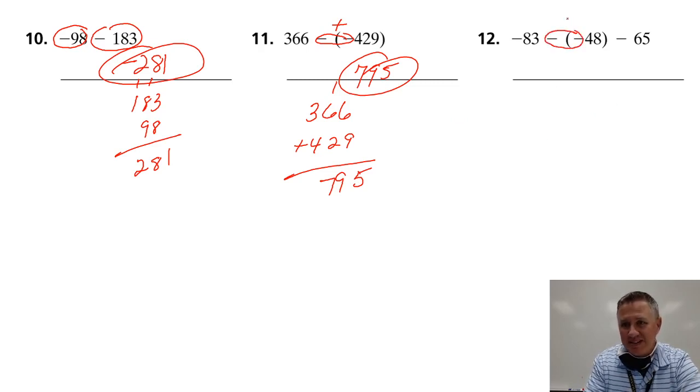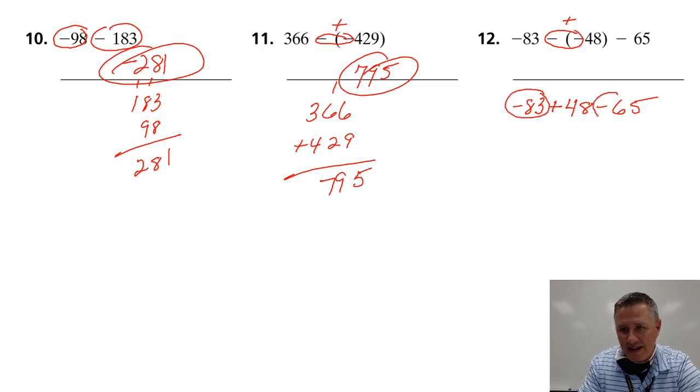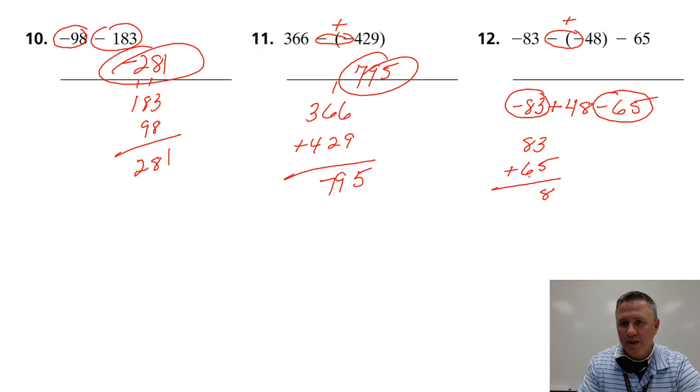Okay, next question, number 12. The opposite of a negative is a positive. You get negative 83 plus 48, because I'm rewriting it, minus 65. So what can you do? A lot of things, but what we're going to look to do is combine things that are alike, because I like adding better than subtracting. It's a little easier. 83 negatives and 65 negatives. Well, that gives you 148 negatives.